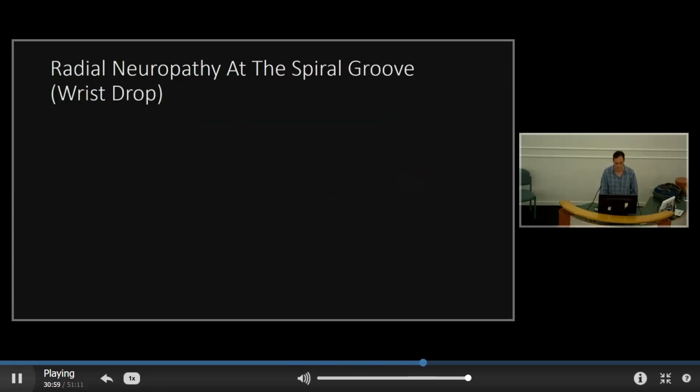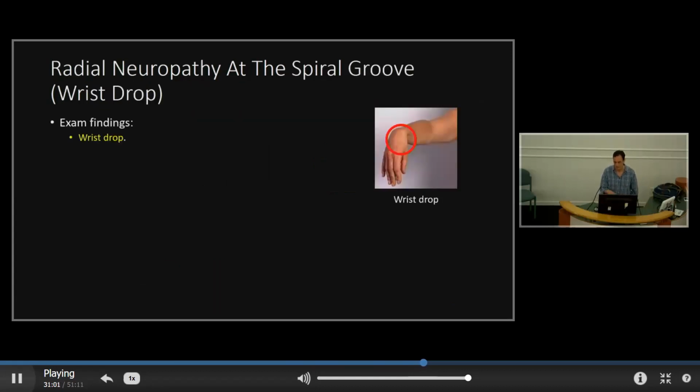Radial neuropathy at the spiral groove. Now, it's usually at the spiral groove, and it gives you a wrist drop. This brachioradialis muscle here, which flexes the elbow when the arm is in a sort of semi-pronated position, is also wasted if the radial nerve is damaged at the spiral groove. So it's quite distinctive, this muscle. If you activate it properly, it pops right out.